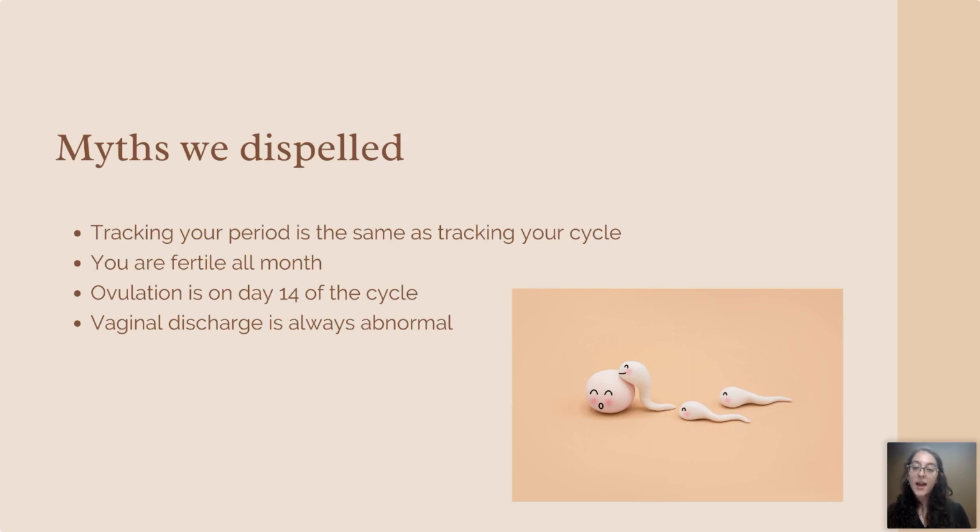And then, ovulation is on day 14. It's not true. That, again, can vary month to month, should be within a few day window, but some people consistently ovulate on day 12, other people on day 18. Both of those are normal. And then, vaginal discharge is always abnormal. Not true. If there's a smell, an odor, an itch, a color, yes, that might be abnormal, but our bodies are producing cervical mucus, especially in that follicular phase, and it's intentional.